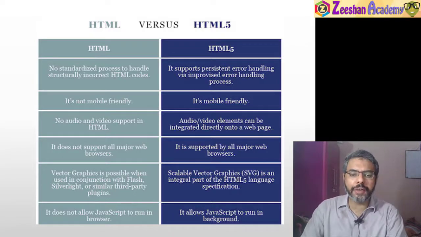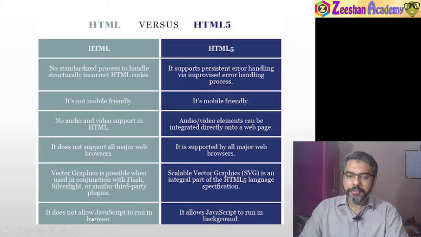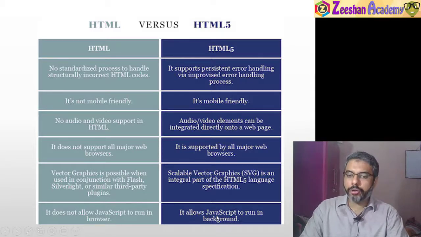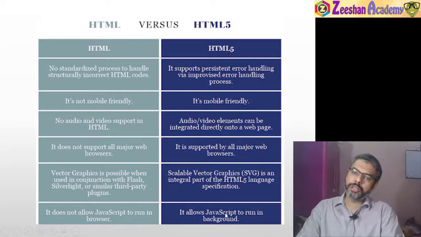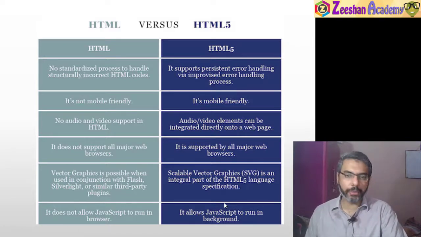HTML4 does not allow JavaScript to run in the background of the browser. In HTML4, we had JavaScript limitations. What HTML5 does is allow JavaScript to run in the background. You can run the JavaScript in the background, and that would evaluate various different conditions as the web page is being browsed and scrolled.